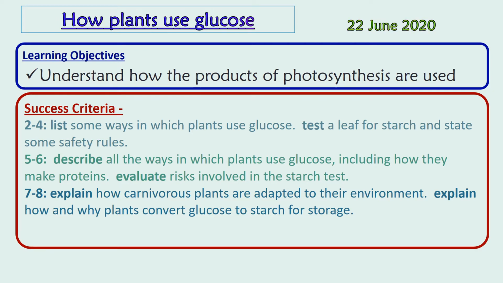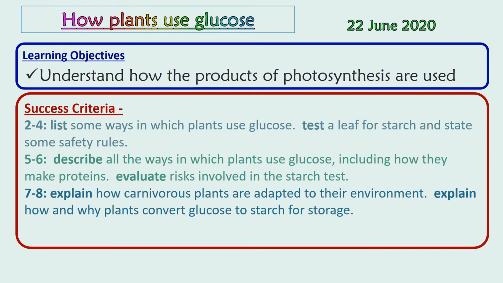You should have done it already in key stage 3, but we do need to understand this practical, what it is that we use, why is it that we do it, and also some of the safety implications in the practical. For 5 to 6 we need to describe all of the ways in which plants use glucose, including how they make proteins. That's normally the one that people forget about. And we need to be able to evaluate risks involved in the starch testing.